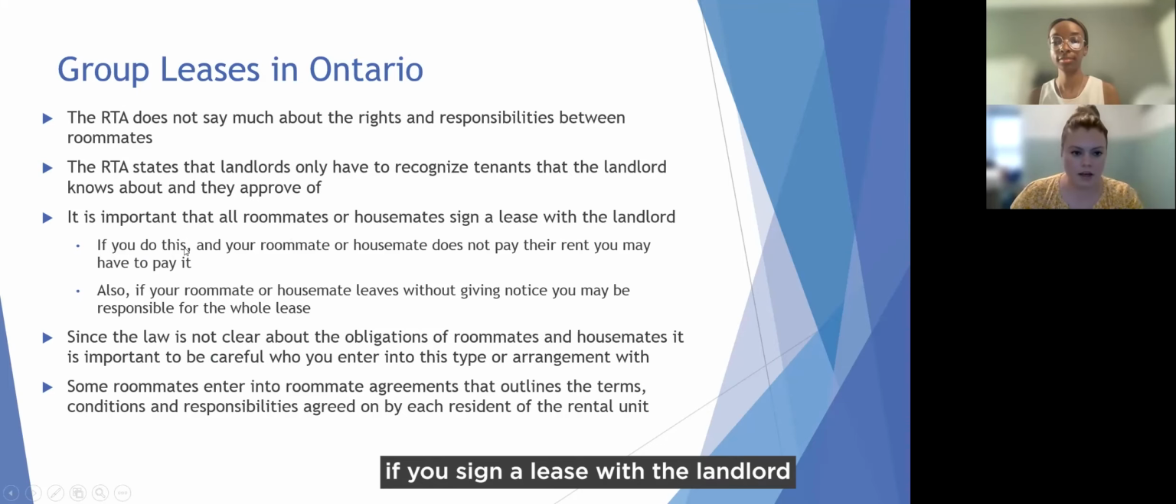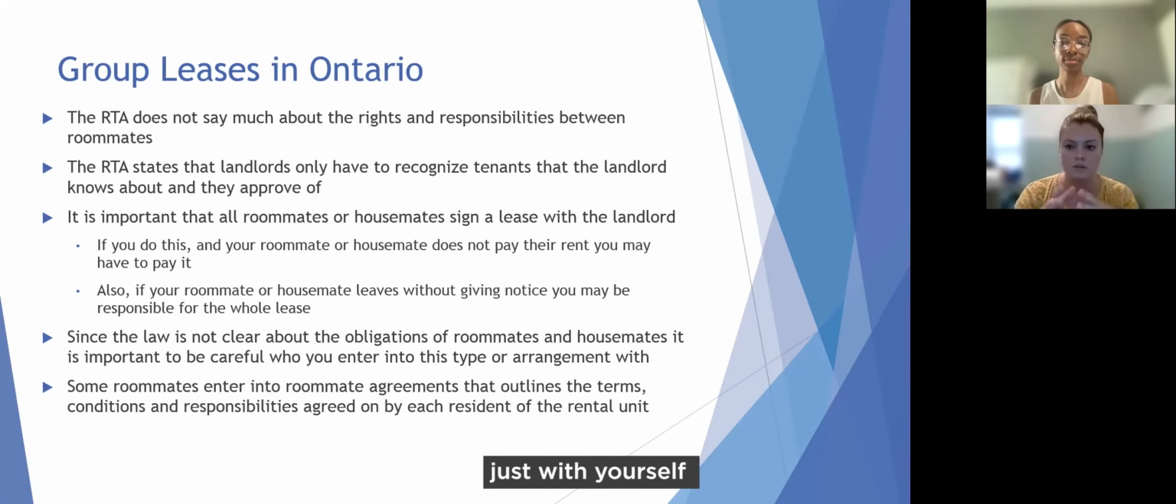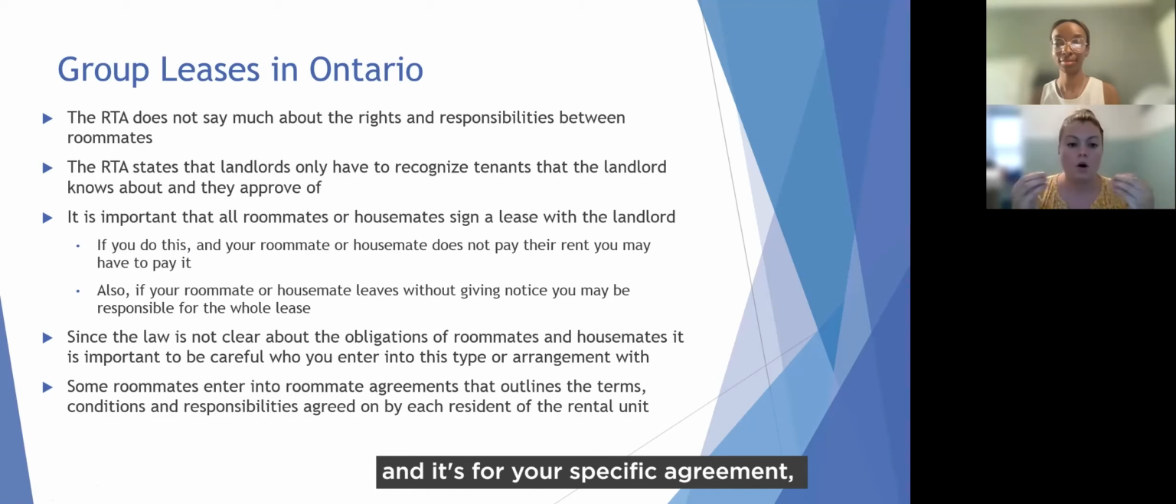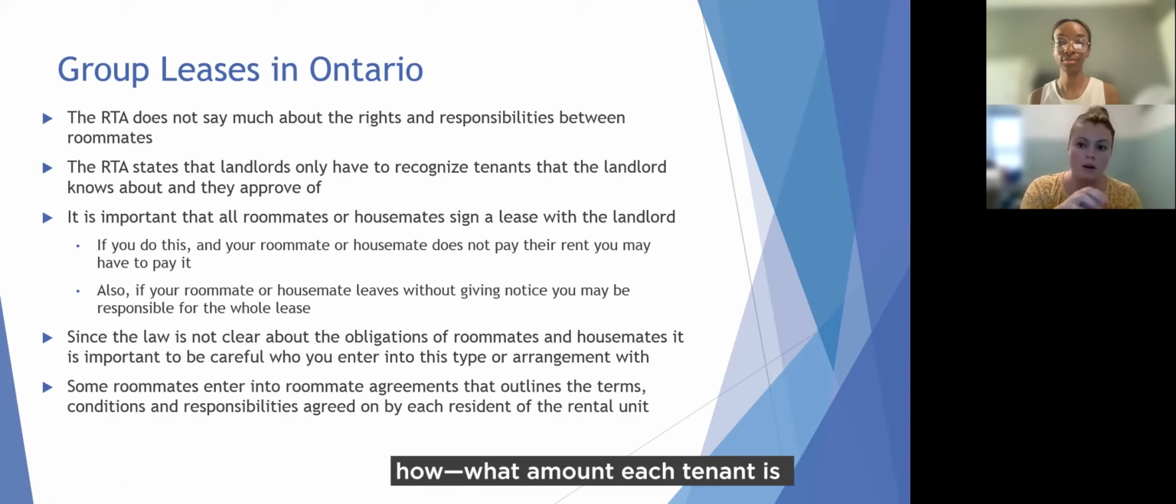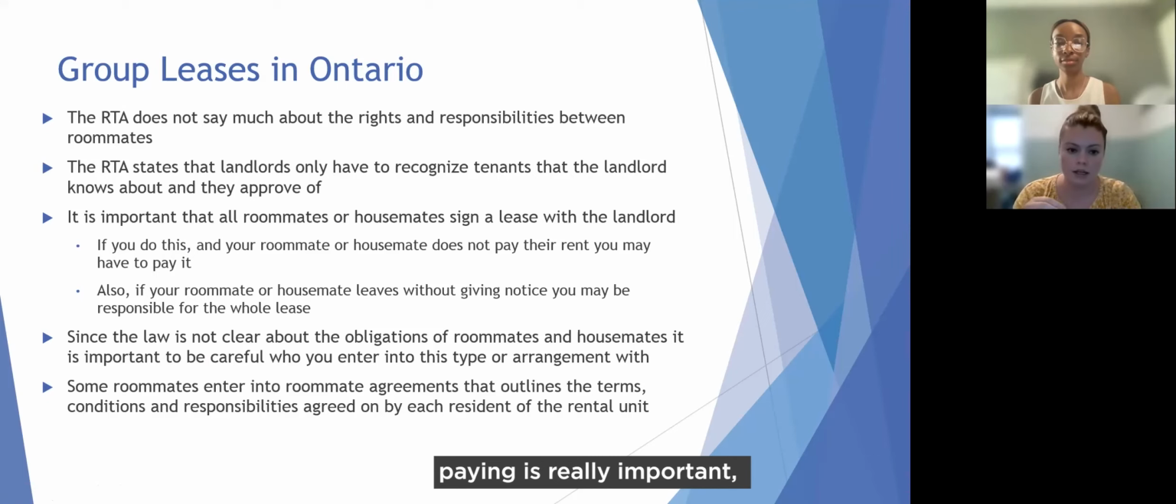If you sign a lease with the landlord and your roommate or housemate doesn't pay their rent, you may have to pay it. That comes into play when you have a joint lease, a group lease, that doesn't specifically say which amount each tenant is paying. So again, either have a specific lease just with yourself and the landlord saying, I'm just going to pay this amount and it's for your specific agreement, or if it is a group lease, specifically note and delineate what amount each tenant is paying, which is really important, so that that's the only amount you can be held responsible for.